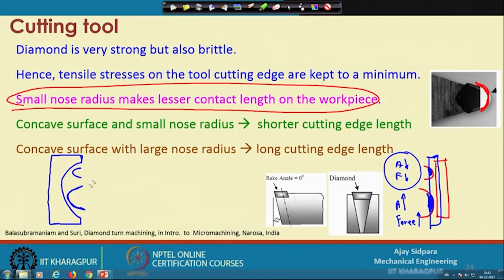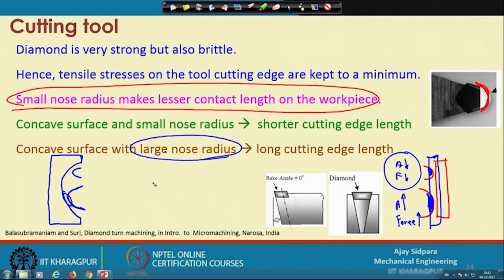So, sometimes what happens, when your curvature is very large, at that time you can actually go with a large nose radius, because if you want to do machining very quickly, then you have to go with this one, because this way you can increase the cutting area here, and within a shorter time you can complete this particular path. But if you go with the smaller one, it will take more time.